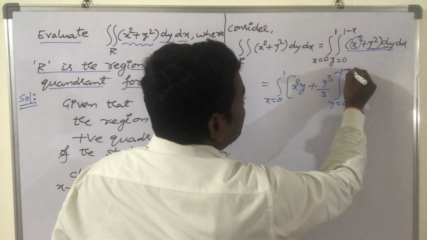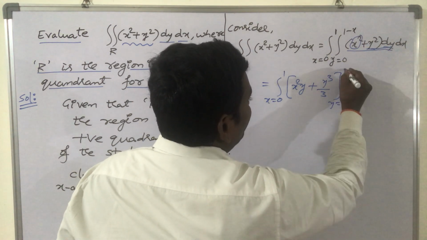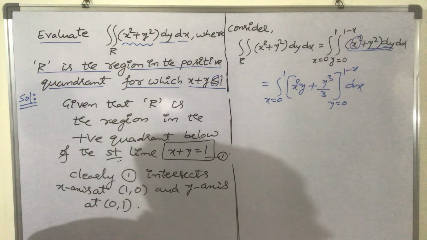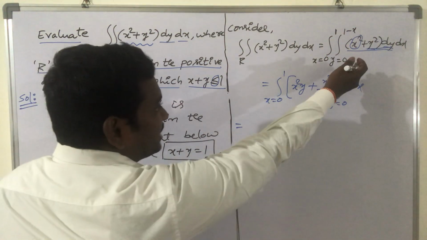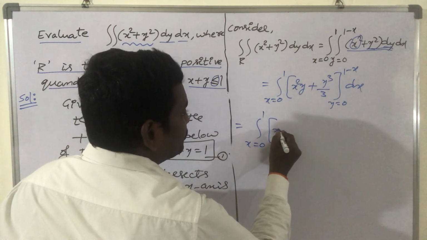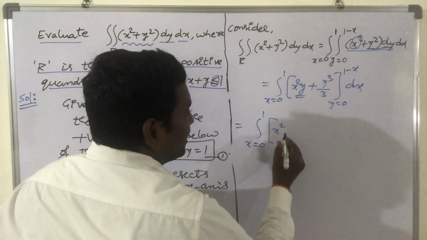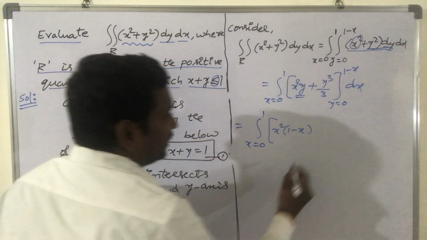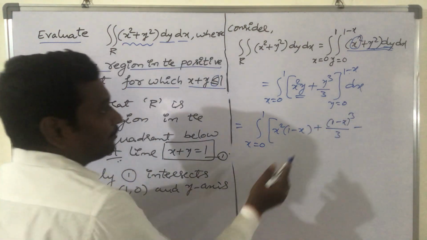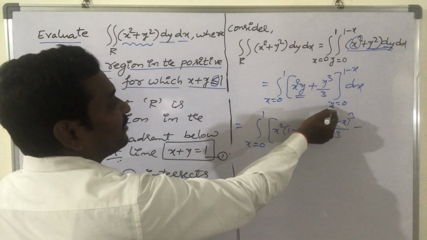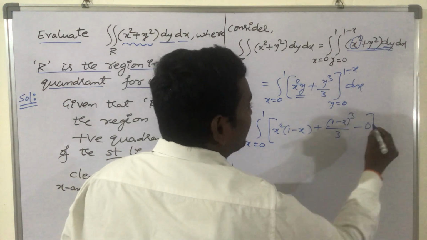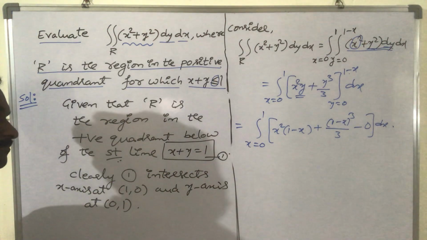Integration with respect to y is completed. That's why you should apply the limits of y, which are 0 to 1 minus x, into dx. Now apply the upper limit. Integral x is equal to 0 to 1, x square into, whenever we have y, replace it by the upper limit, which is 1 minus x, plus 1 minus x whole cube by 3, minus, apply the lower limit now. What is it? 0. Y is 0. Whenever we have y, blindly replace it by 0. So every term becomes 0 by applying the lower limit, whole into dx.